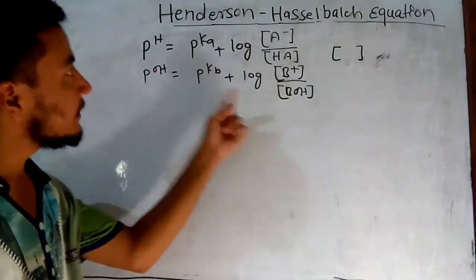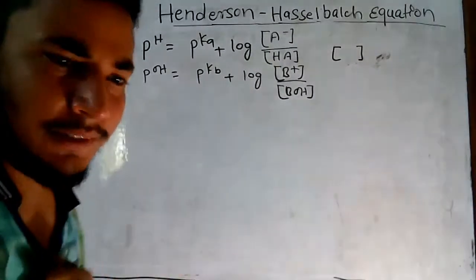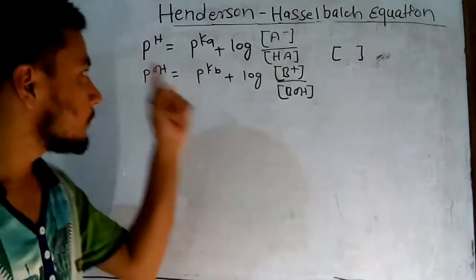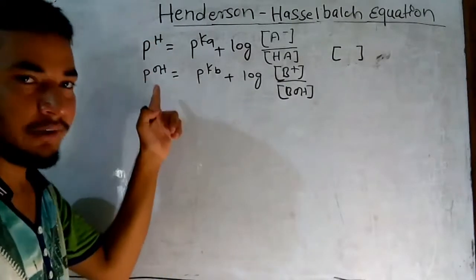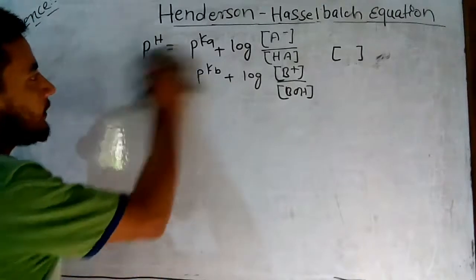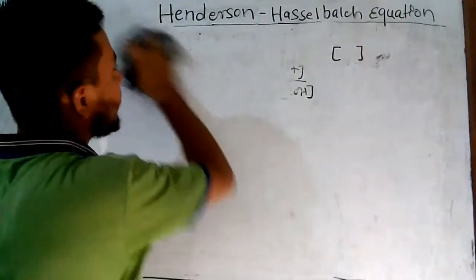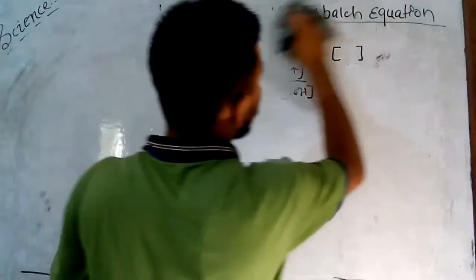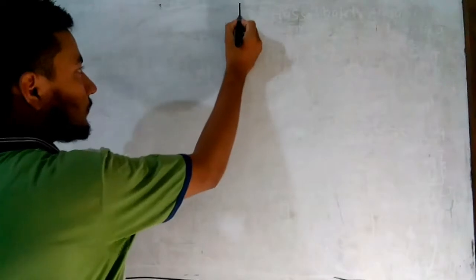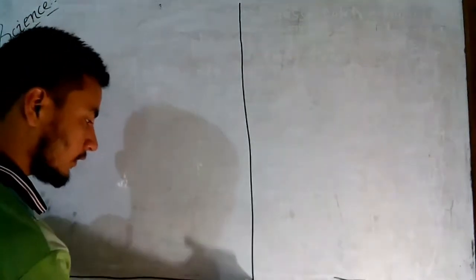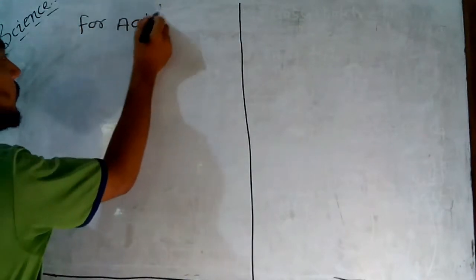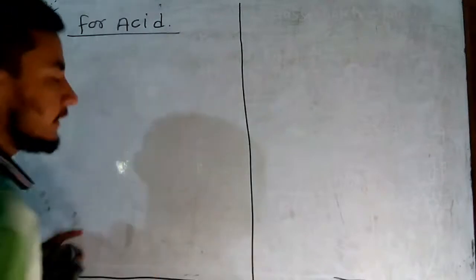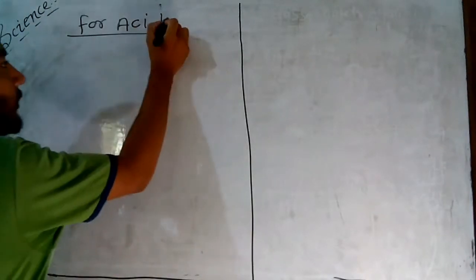So let's derive this Henderson-Hasselbalch equation, and you know there are two cases: for acid and for base. For acid we have to find pH, for base we have to find pOH. So let's take them one by one. The first one is for acid, so here I am making two columns. So for acid, the acidic buffer.